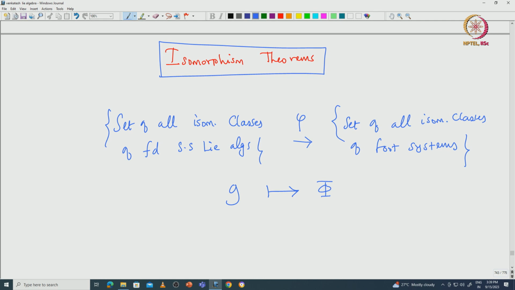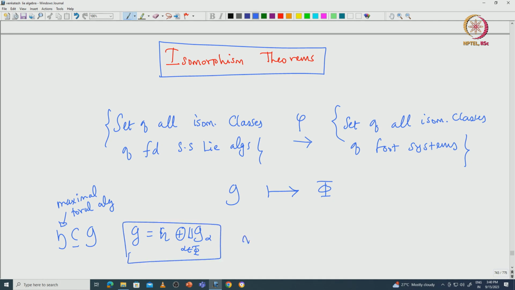So how do we make this choice? Given G, you fix some maximal toral subalgebra. Then with respect to this pair, we have the root space decomposition by acting H on G via the joint action. So then you get G equals H direct sum G alpha, alpha in phi. Then use this root space decomposition and get the set of roots phi. So that is the map.